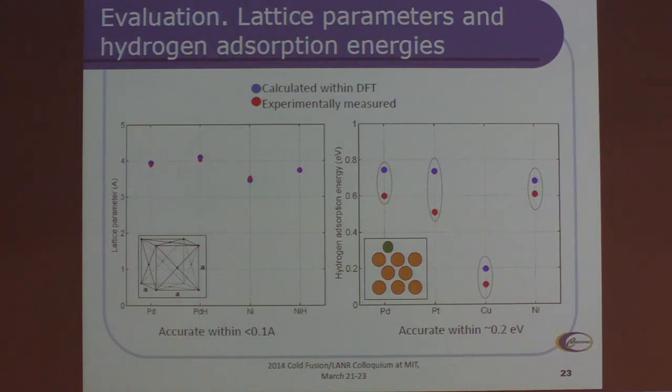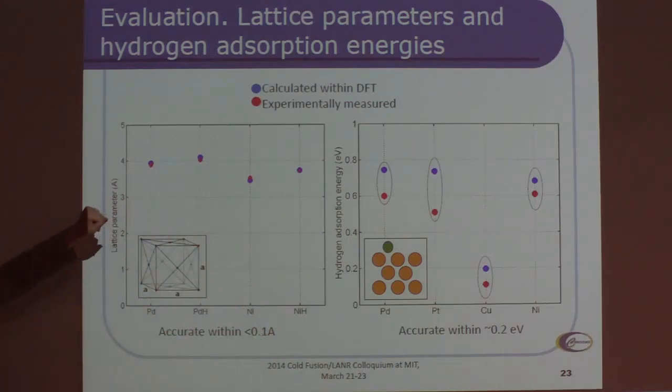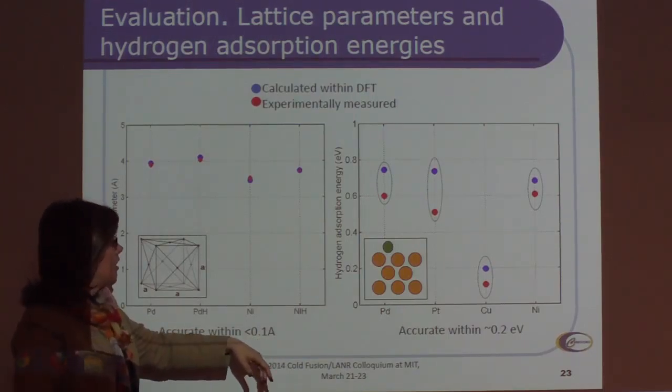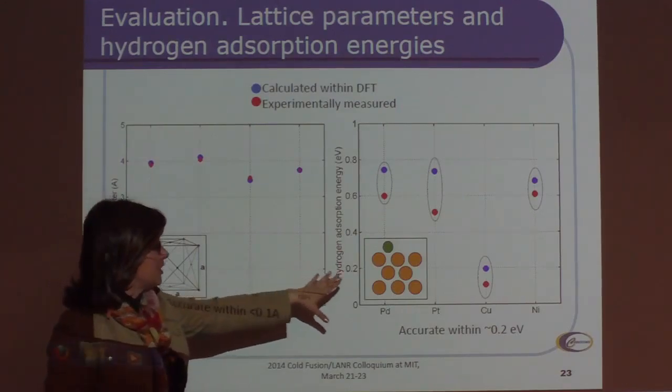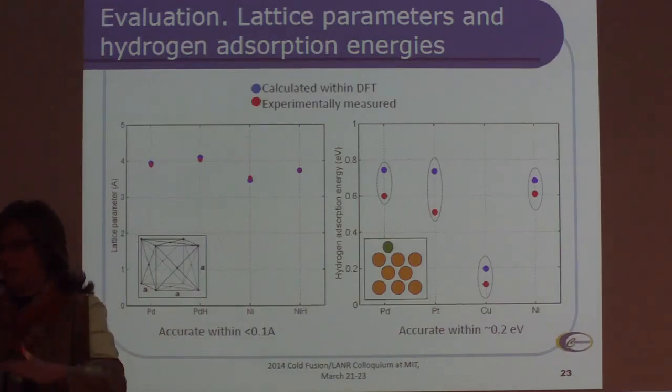The lattice parameter calculated for palladium, palladium hydride, nickel, nickel hydride. And you see blue is the numbers I've got, and red is experimentally measured, available, go to Wikipedia. The match is within 0.1 angstrom. Absorption energy: what is the energy of the hydrogen absorbed on the palladium or nickel or any other surface?